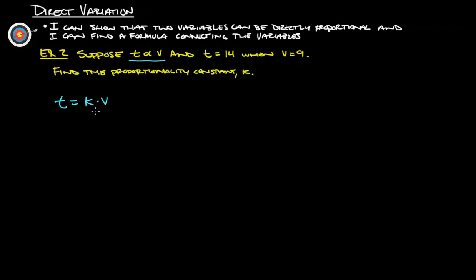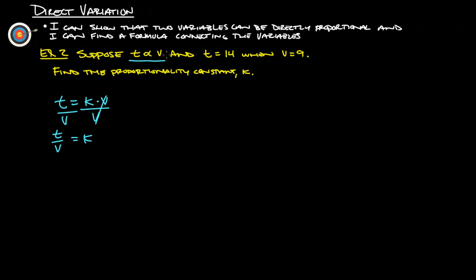If we're looking for k, we divide both sides by v. We know that our proportionality constant, when we have direct variation, is going to be t over v. And this t is always going to be the first part, the top. So whatever comes first here is going to be our numerator.